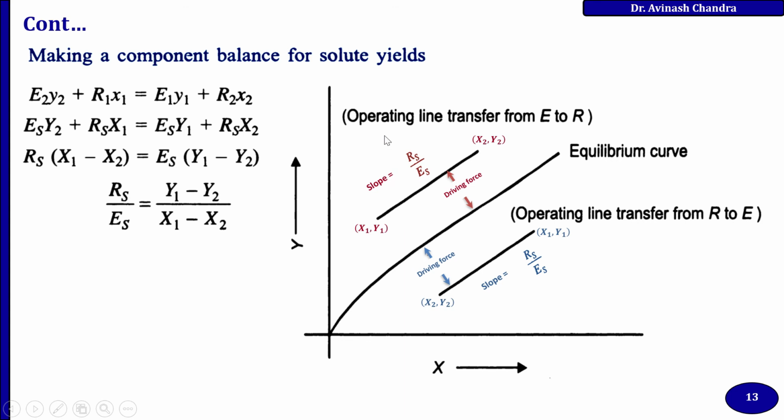Whereas for the operating line transfer from E to R, the slope is RS upon ES. Remember that this slope is a positive slope. So whenever the operating line is below the equilibrium curve, this will be the driving force. If the operating line is above the equilibrium curve, this will be the driving force.